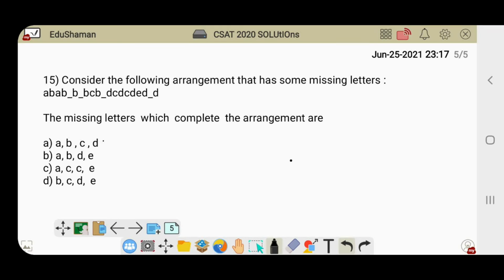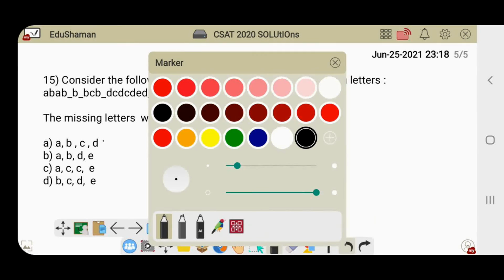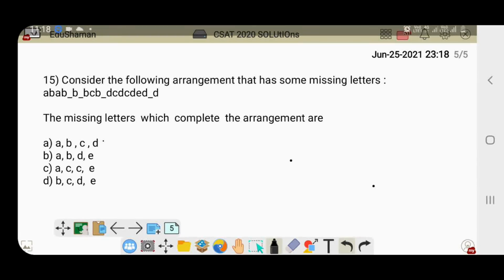Consider the following arrangement that has some missing letters: AB, AB, underscore B, underscore B, C, B, underscore D, C, D, C, D, E, underscore D. The missing letters which complete the arrangement are option A, B, C, D. You can see for yourself. In these kind of questions, we always have to identify a pattern. So what is the pattern that we can see here? I'll rewrite this pattern. Sorry about my handwriting, pretty pathetic, I would say.